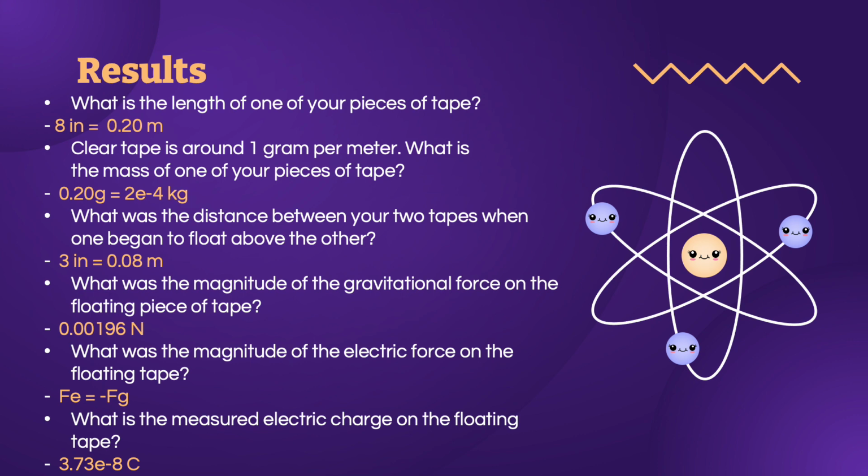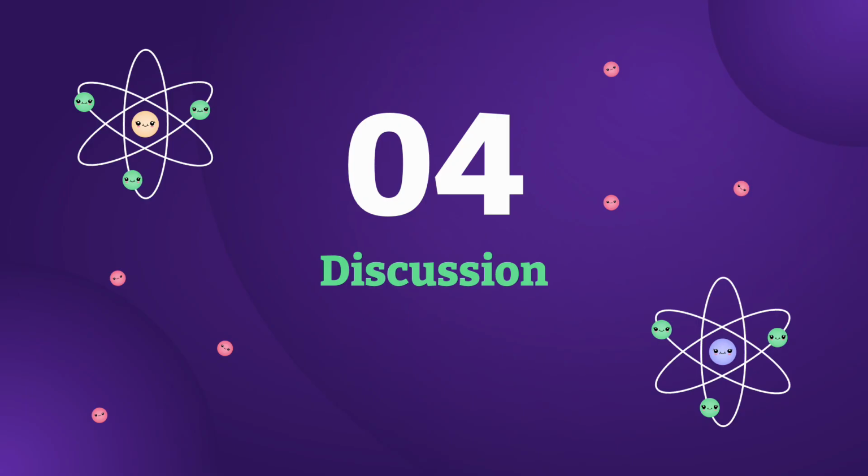The magnitude of the gravitational force was 0.00196 newtons, which was calculated by taking the Coulomb's law formula and backtracking. We also used the gravitational force to get the electric force because of net force. We know that it must be 0, so Fe is equal to negative mg, so we were able to figure that out. And that gave us an electric charge of 3.73 times 10 to the negative 8.